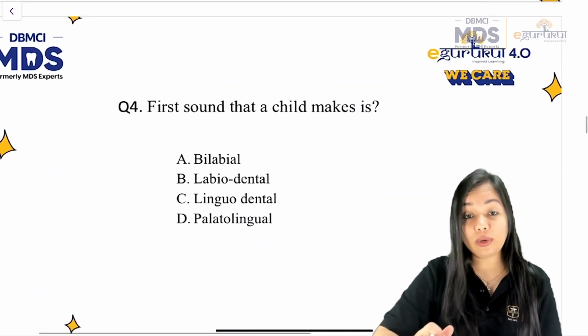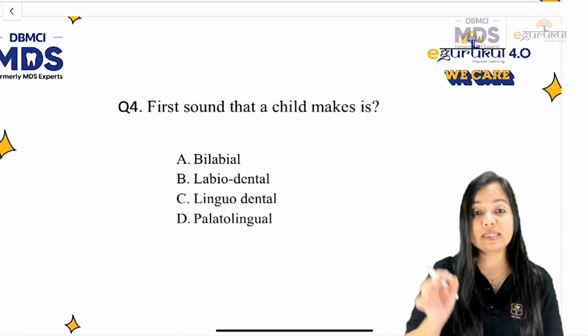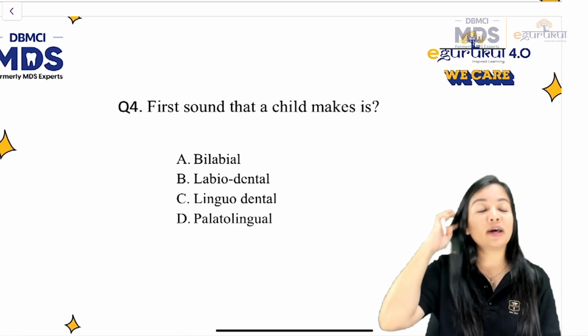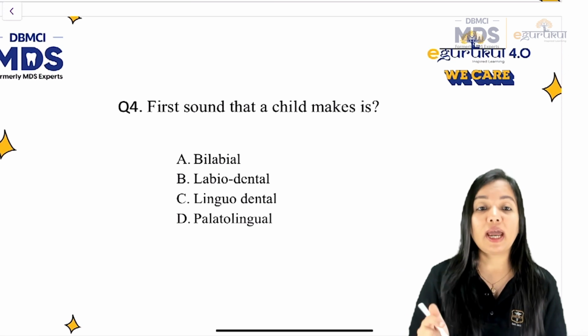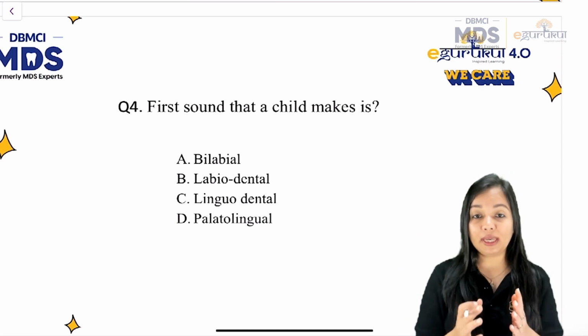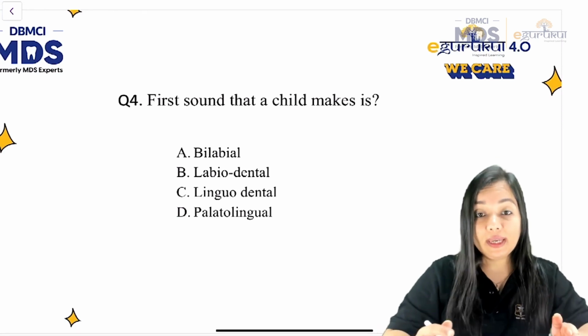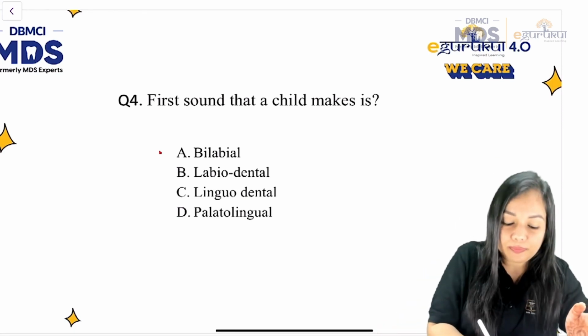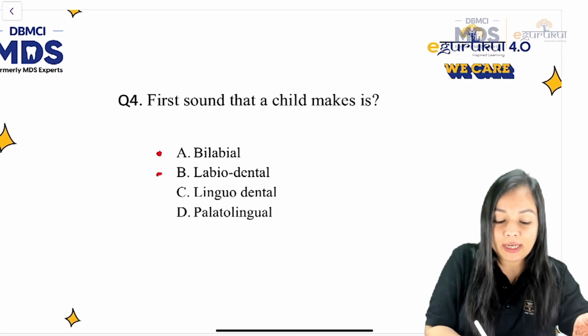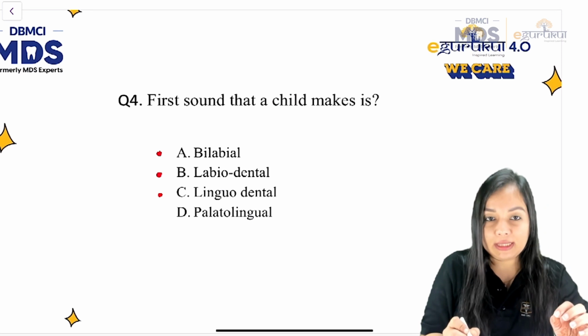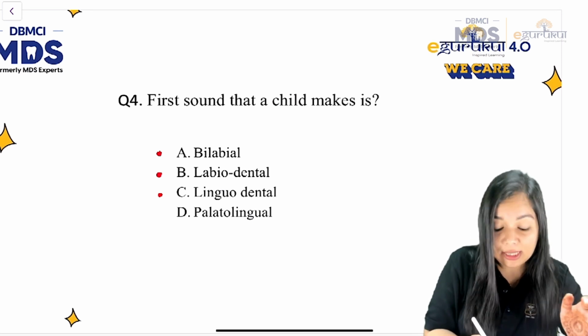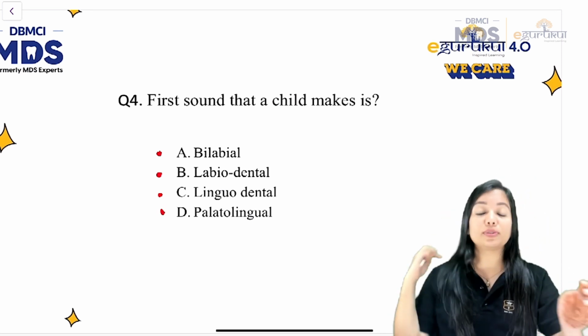The fourth question is: first sound that a child makes. So there are various types of sounds, and the first one that a child makes is which of these? Option A is bilabial sounds. Option B is labiodental sounds. Option C is linguodental sounds. And option D is palatolingual sounds.